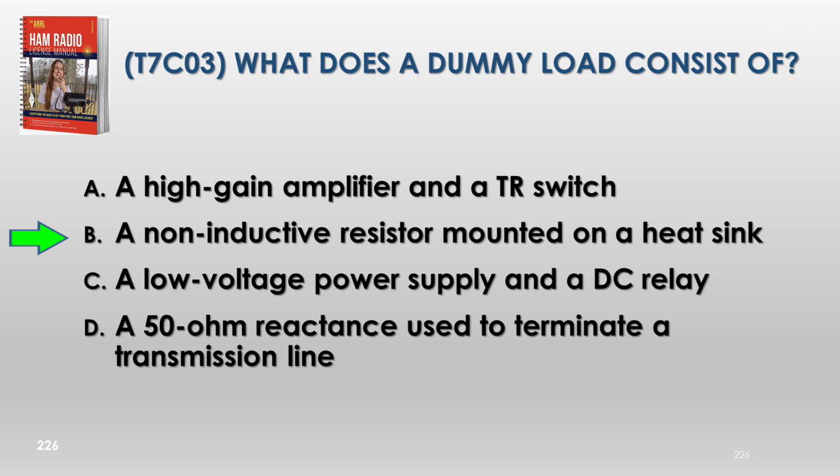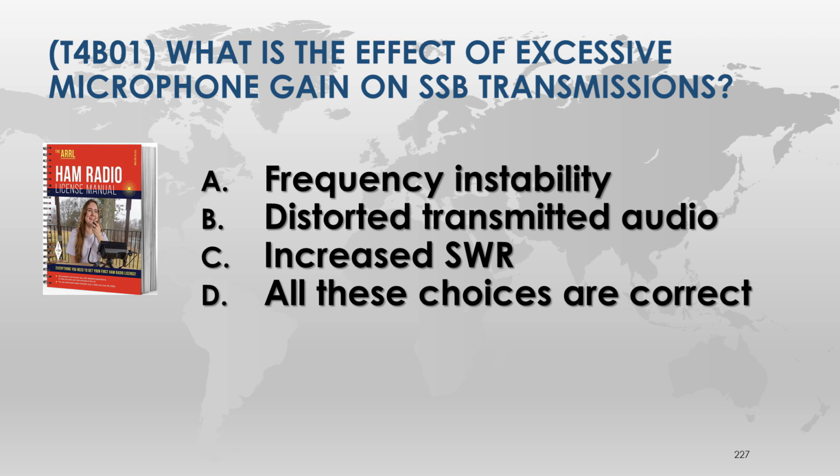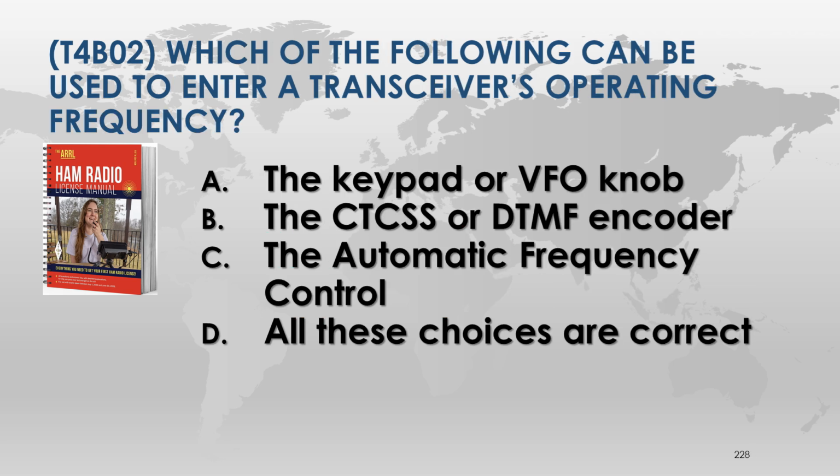What is the effect of excessive microphone gain on single sideband transmission? Delta. Yeah, Delta. No, that won't work. That's out. Okay. It's going to distort. Microphone gain is going to cause distortion. Too much microphone.